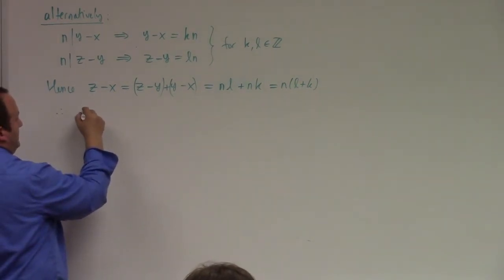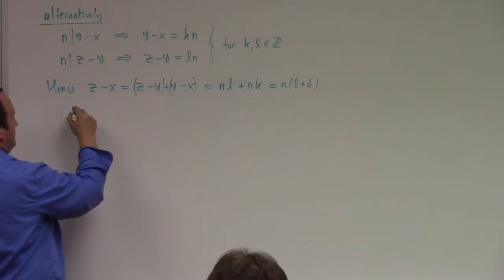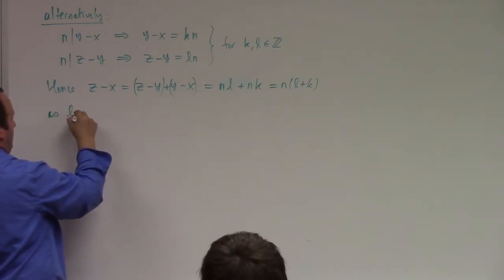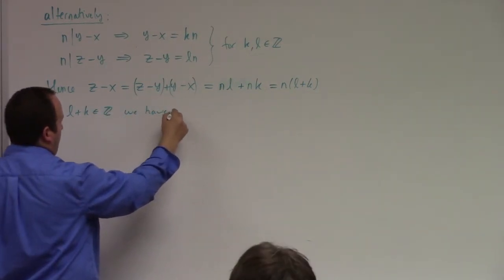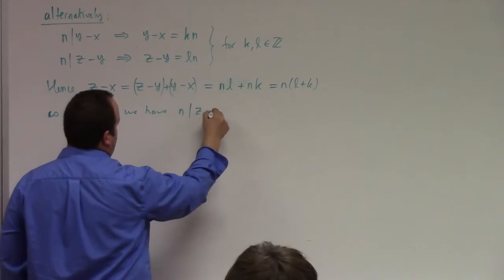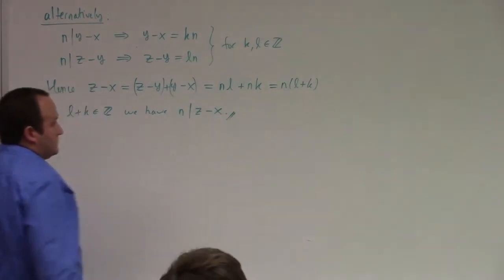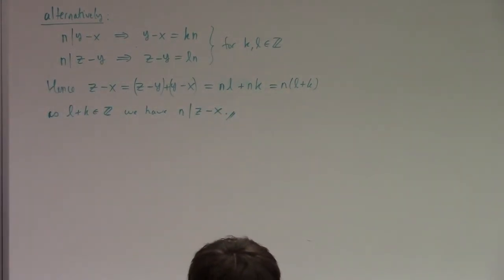That says that since l plus k is an integer, right? We have n divides z minus x. So if you don't have the theorems that we went over last time hardwired in your brain, which would be me most of the time, you can always go back to this kind of reasoning, right? But that takes more time than this, right? But anyway, any questions?